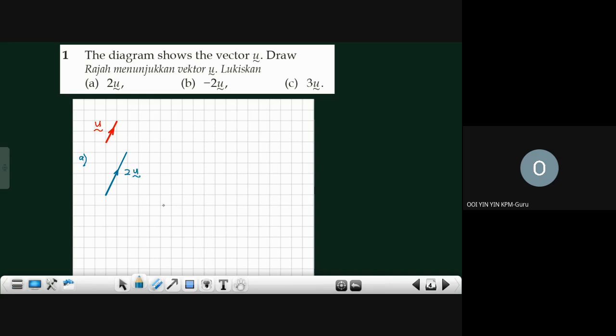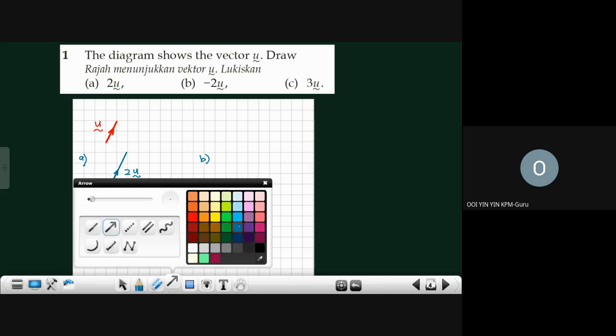Yeah, good. Okay, now we go to our B. Okay, B. Over here, there's not enough space. Negative 2u. Negative maksud apa? I told you just now, what is the meaning of negative? That means your arrow will be in opposite direction. But the magnitude will be the same as your A. Okay, how you draw your A line? That's exactly how you draw your line for B.